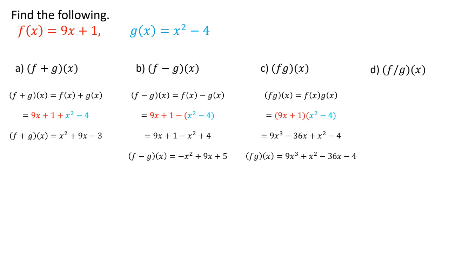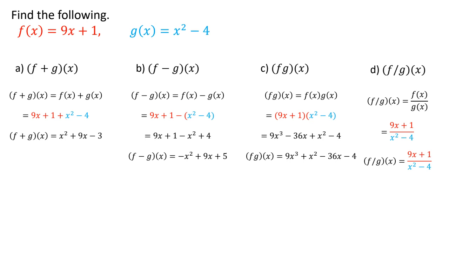Anyway, let's do D. D says f divided by g of x. Basically what they want me to do on this problem is the division of f of x with g of x. So all I need to do is replace what I know. f of x is 9x plus 1 divided by g of x, which is x squared minus 4. Now, I cannot factor the numerator, I cannot factor the denominator, and both of those functions are already in simplest form. So the answer is just that: f divided by g of x is 9x plus 1 over x squared minus 4.